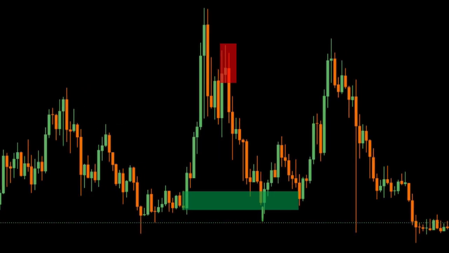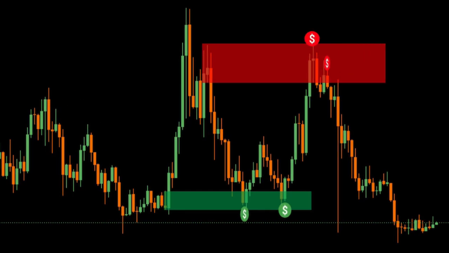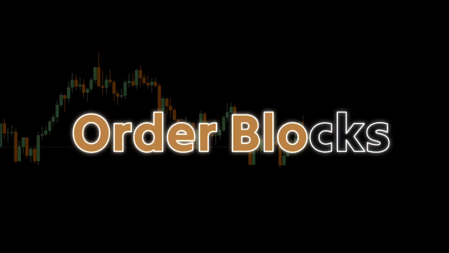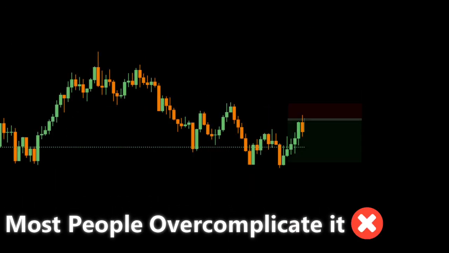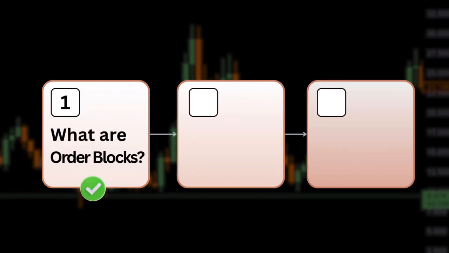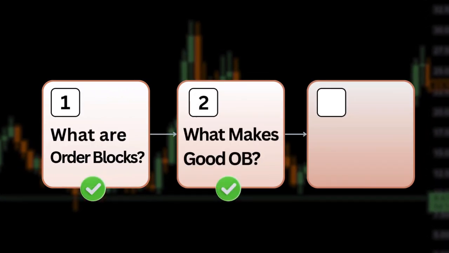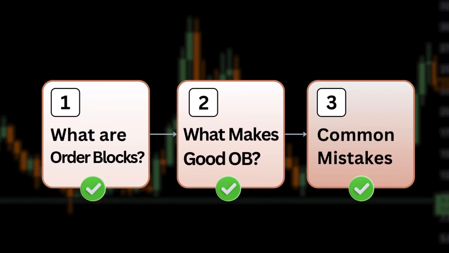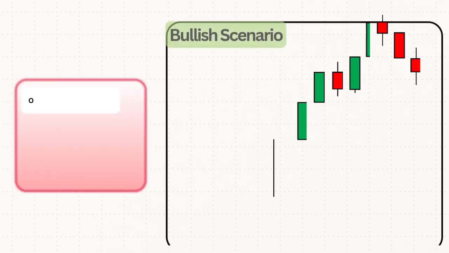So there's one concept in trading that sounds complicated, but once you understand it, it actually becomes surprisingly simple. It's called order blocks, and most people either overcomplicate it or use it completely wrong. In the next few minutes, I'll break down what order blocks actually are, how to identify a valid one, and the biggest mistakes beginners make. So what is an order block?